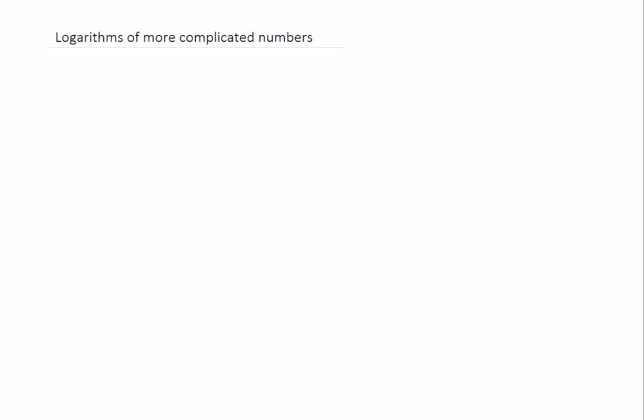So far we've been doing logarithms of nice round numbers, but of course in real life that isn't all we're ever going to want to do. So let's tackle some slightly more complicated things. So remember that x is equal to the log of y, and we're just going to be dealing in base 10 for now. But the same principles apply throughout.